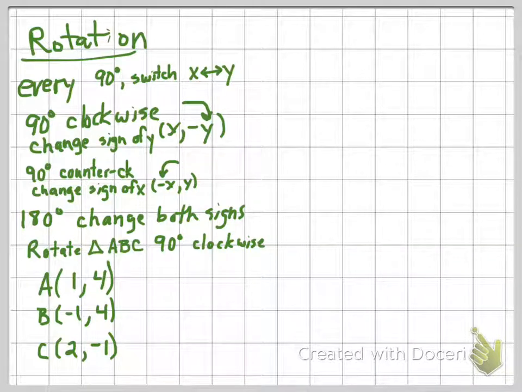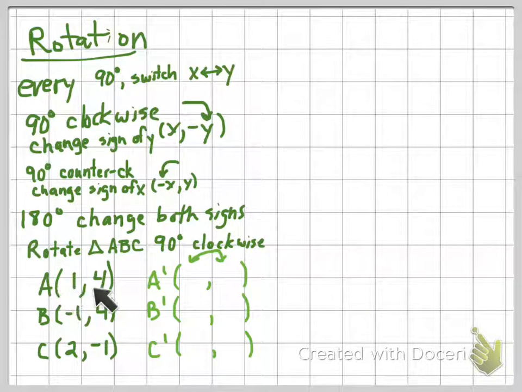Okay, so 90 degrees tells me that I'm going to have to switch the x and the y. So I'm going to write all these down and just switch all those numbers. So 1, 4, I have 1, 4, that's going to become 4, 1. I have negative 1, 4, that's going to become 4, negative 1. I have 2, negative 1, that's going to become negative 1, 2. Literally just switched x and y. Okay, so that was the first rule.